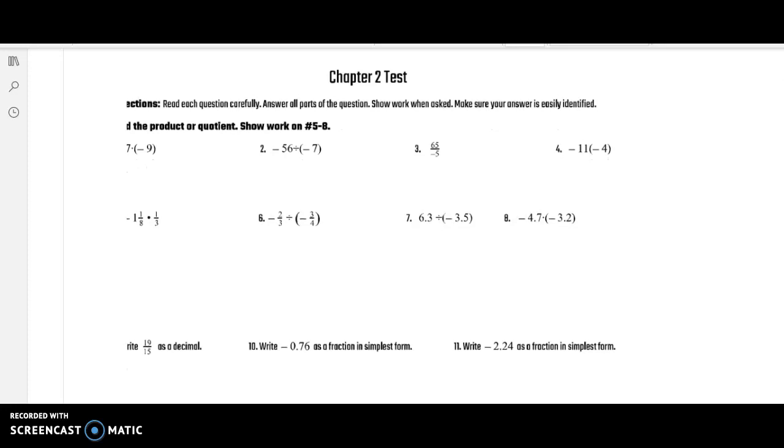All right, so we are going to go over chapter 2. This should not say test, it's supposed to say study guide. Sorry, guys.